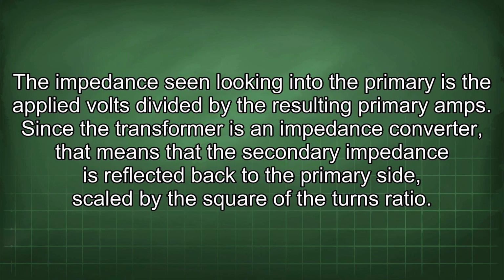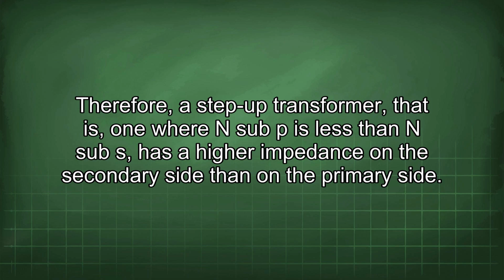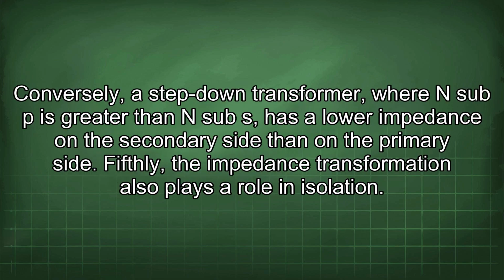The impedance looking into the primary is the applied volts divided by the resulting primary amps. Since the transformer is an impedance converter, the secondary impedance is reflected back to the primary side, scaled by the square of the turns ratio. Therefore, a step-up transformer, that is, one where N sub P is less than N sub S, has a higher impedance on the secondary side than on the primary side. Conversely, a step-down transformer, where N sub P is greater than N sub S, has a lower impedance on the secondary side than on the primary side.